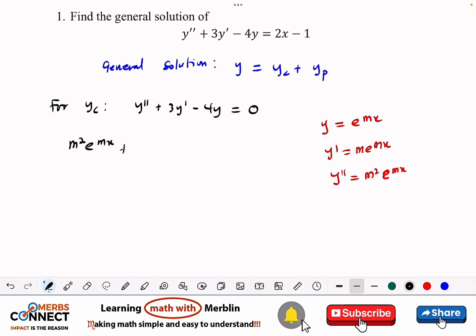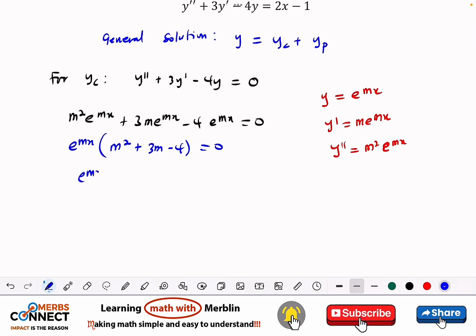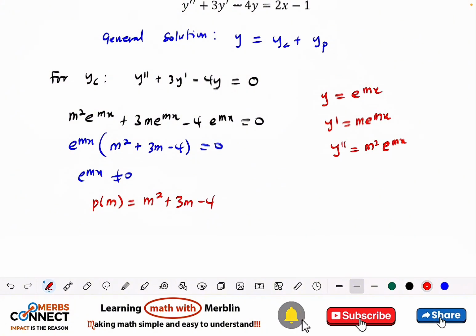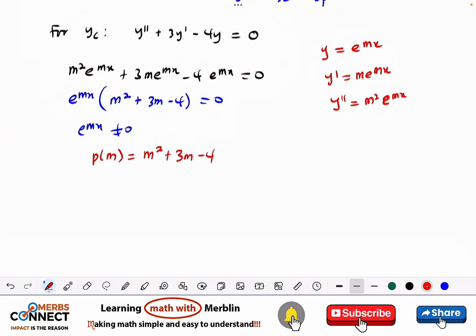Let's go. So plus 3 y prime is going to give us 3m e to the power mx, minus 4 e to the power mx is equal to 0. Same idea. Let's factor e to the power mx out. We are going to have e to the power mx times m squared plus 3m minus 4 is equal to 0. Set this not to be 0, and then we are going to assume that the characteristic polynomial is m squared plus 3m minus 4. So now let's try and solve this.